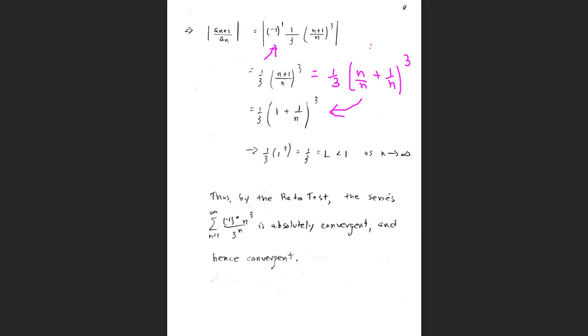And if we take the limit as n goes to infinity, that is going to approach 1/3 times 1 cubed, because as n gets large, 1 over n has to go to 0, right? And so 1/3 is your L value, and that's less than 1. And therefore, by the ratio test, this series, which is a somewhat complicated series, is absolutely convergent and hence convergent.